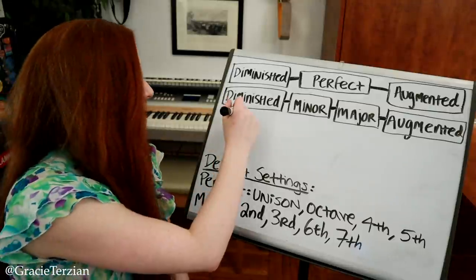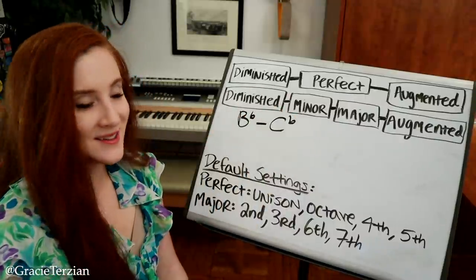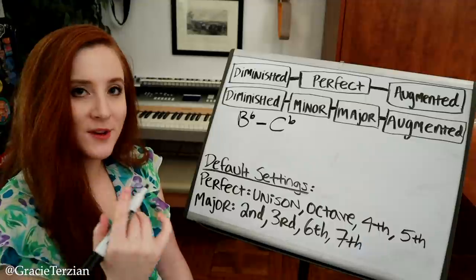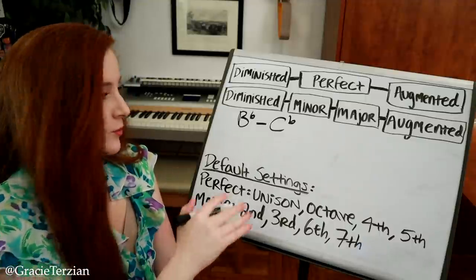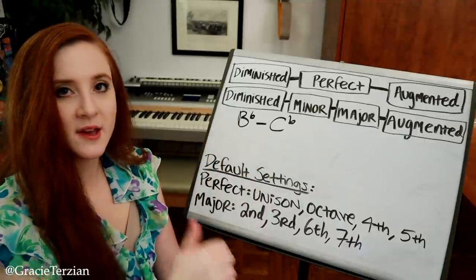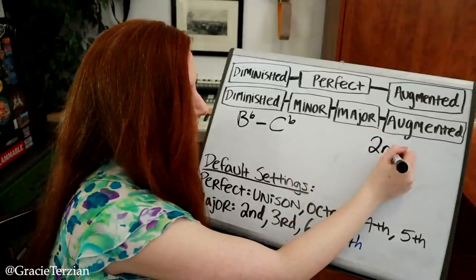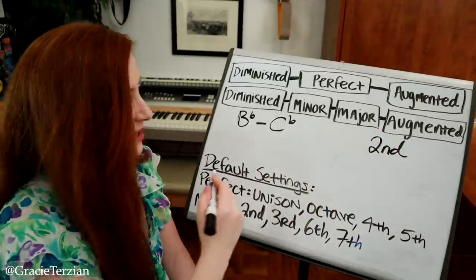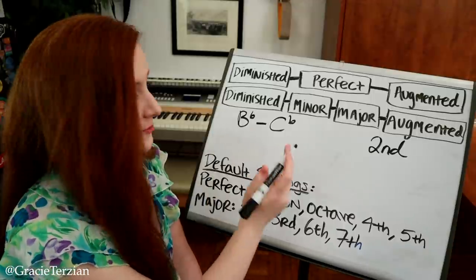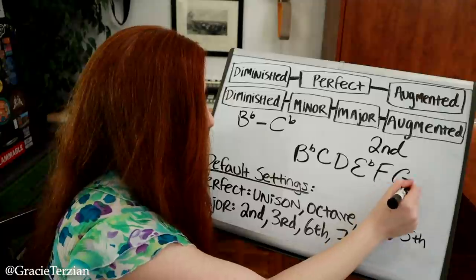Okay, how about B flat to C flat? Why not? So first step, I'm gonna figure out the interval number. We're gonna ignore the flats and just look at the letters, B to C. How many letters is that? B, C, that's two letters, so this is gonna be some kind of second, right? Step two is we're gonna think about our B flat major scale. So let's write out a B flat major scale: B flat, C, D, E flat, F, G, A.